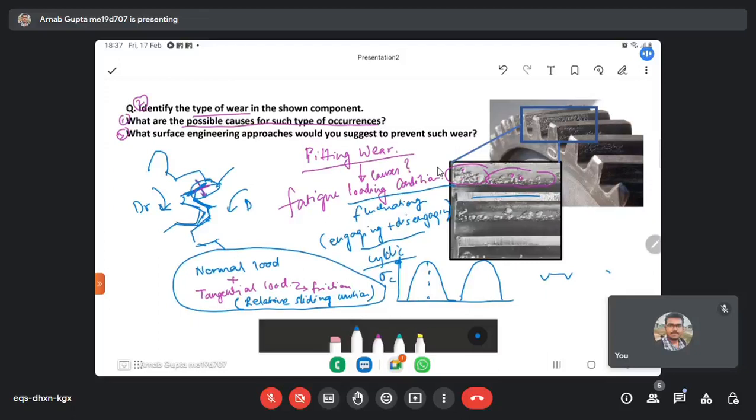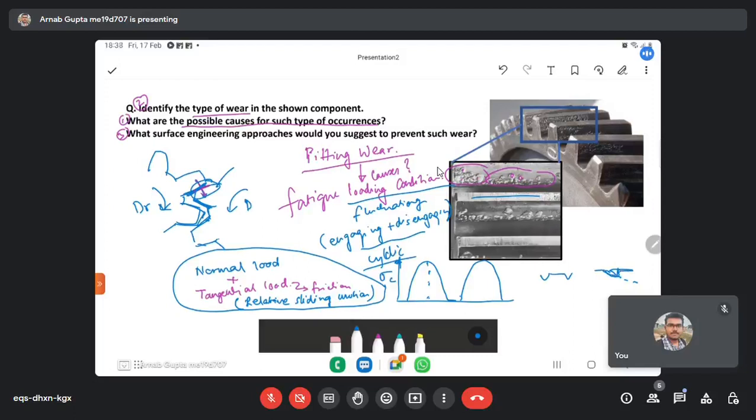at some deformities or dislocations on the surface or some impurities, and that small crack propagates due to the fatigue loading condition, and because of that the material gets eroded from the surface, it gets removed from the surface due to chipping action.